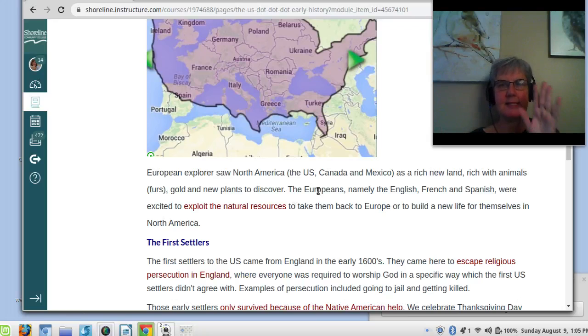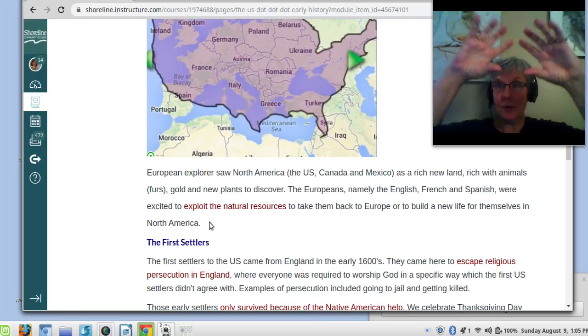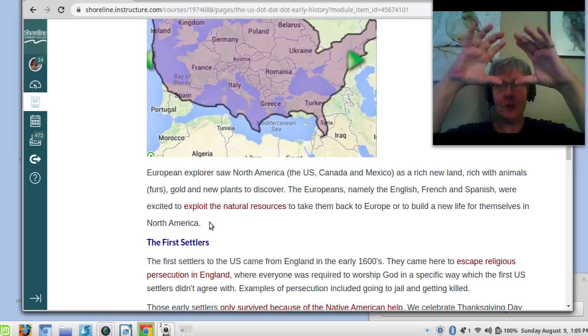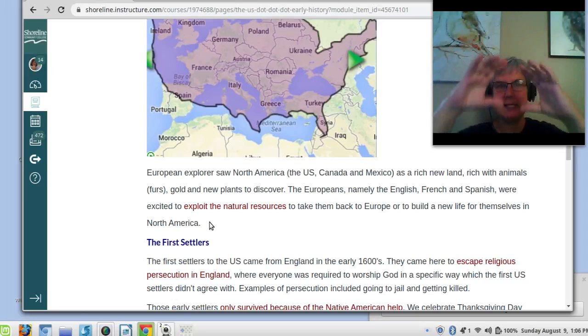The Europeans, namely the English, French, and Spanish, were excited to exploit the natural resources, to take them back to Europe, or to build a new life for themselves in North America. So when you hear the word North America, you have to realize it's Canada, the United States, and Mexico. The Western Hemisphere is North America, Central America, and South America. So the U.S. is part of North America, Canada, the United States, and Mexico.